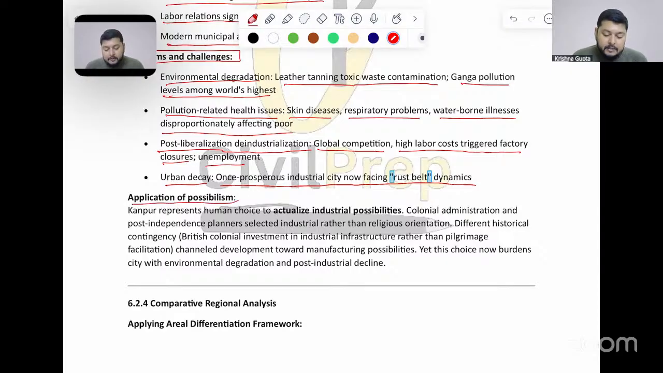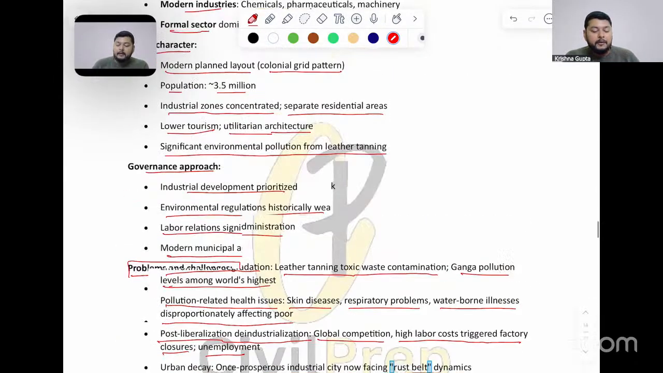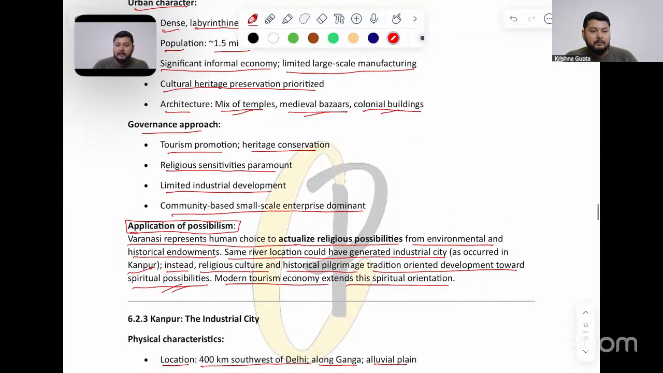Then the application of possibilism in this city of Kanpur. Kanpur represents human choice to actualize industrial possibilities. Colonial administration and post-independence planners selected industrial rather than religious orientations for development. A different historical contingency, that is, British colonial investment in industrial infrastructure rather than pilgrimage facilitation, channeled development towards manufacturing possibilities in Kanpur. Yet this choice now burdens the city with environmental degradation and post-industrial decline. So this is one of the perspectives from possibilism, which is highly applicable for the development of Kanpur. And in contemporary times, we can say that it is also applicable for the development of Varanasi as a city.